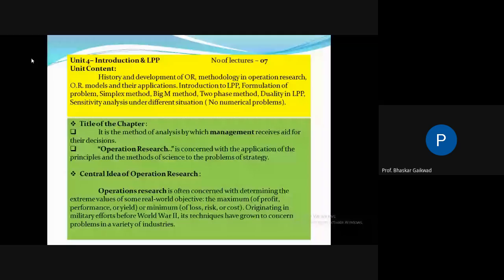I have already given one example. Suppose one big industry is manufacturing one product. To manufacture this product, only the core part of the product is manufactured in that unit, and other parts we have to subcontract from others.